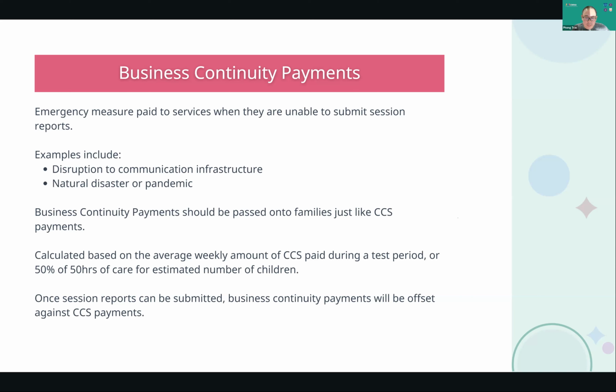Now, if the service is new and there is no payment history to establish a test period, the amount will be 50% of 50 hours of care for the estimated number of children in care for the week, at the CCS hourly rate cap for that service. So if you're a new service and there is no test period, CCS will base it on 50% of 50 hours of care for the number of children you have at your service. That's what they'll base that on.